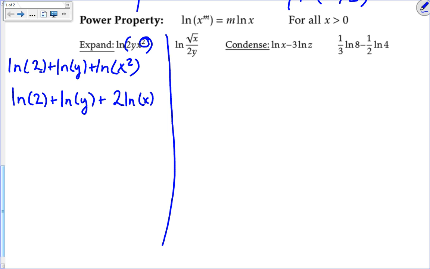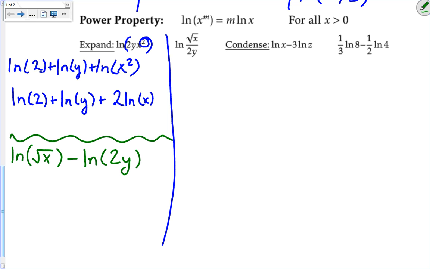Now let's do this next one. We have the ln of the square root of x divided by 2y. Is there a way that we can rewrite this one in a different format? Okay, we're going to divide, right? So we can subtract. So let's do that. We're going to have what? ln of what? Now, is it just x? What about that? What else is up there? Square root of x, right? And then we're going to subtract off what? ln of 2y.